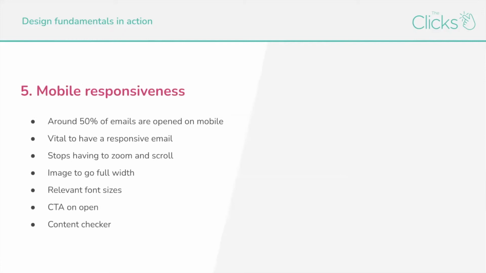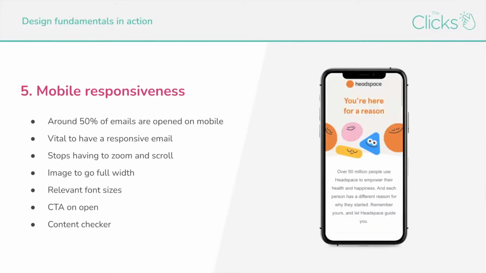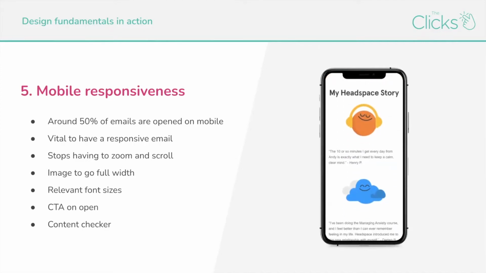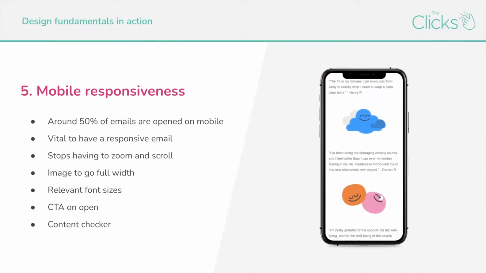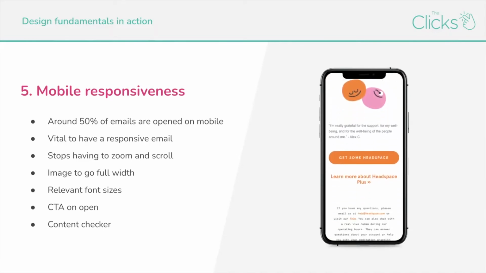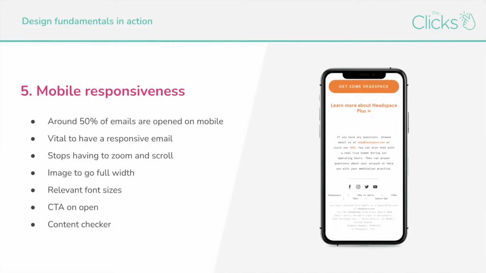And the next fundamental is mobile responsiveness. Now, this is a really important one because around 50% of emails are opened on mobile. So this example from Headspace, you can see, is a really good example of a mobile responsive email. So there's no need to zoom in and scroll around to access the content.